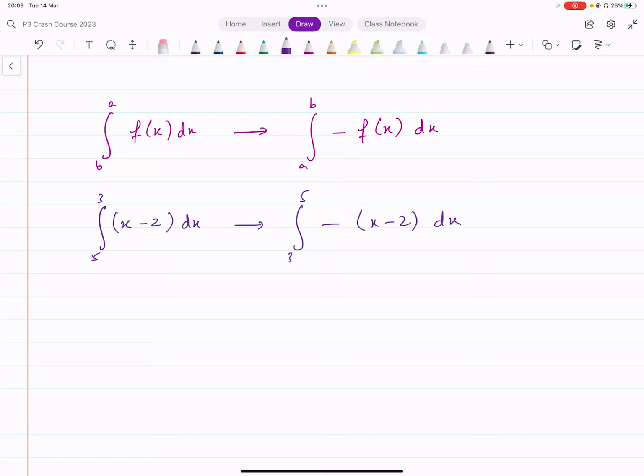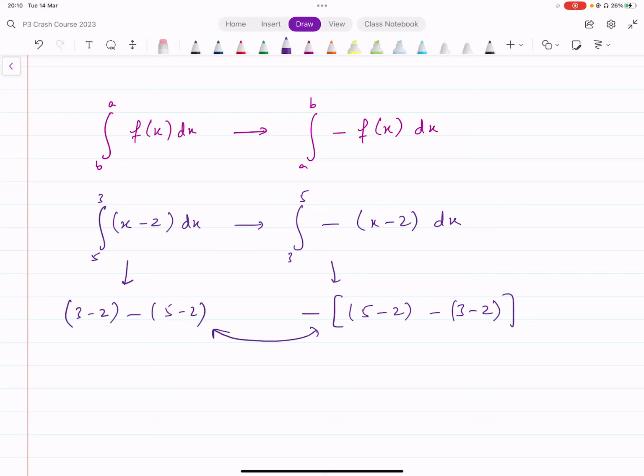The reason for that is when we evaluate this, we'll be inputting 3 minus 2 and then subtracting from that 5 minus 2. But if we interchange the limits, we would end up getting 5 minus 2 minus 3 minus 2. So in order to get the same result as before, we have to put a negative sign outside. So when we interchange the limits, there comes a negative sign here so that these two become the same thing.